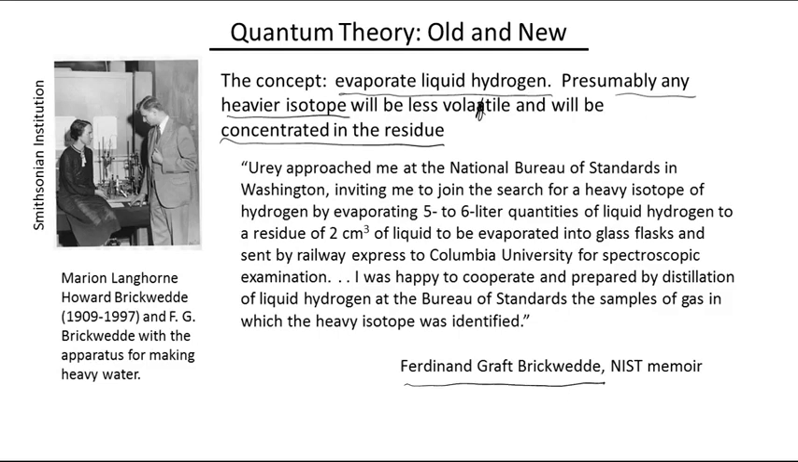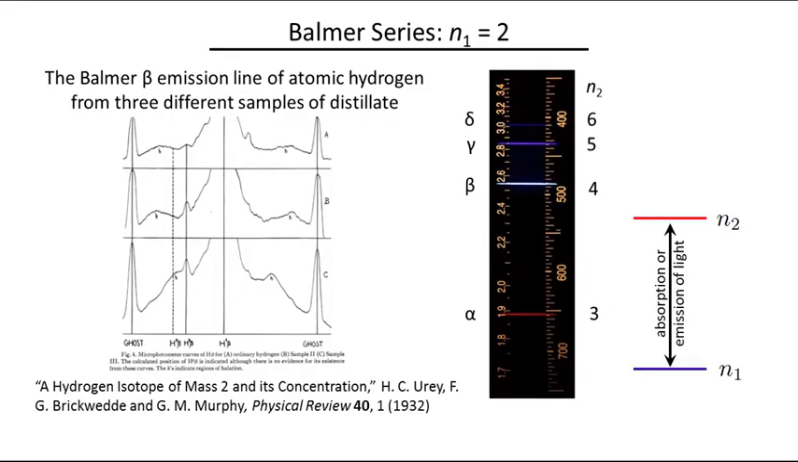So he recruited a man named Ferdinand Graf Brickwedde, who was the United States' leading expert in low-temperature physics at the time. He was the first person to produce liquid helium in the United States, and so Brickwedde carried out this distillation process. You can read about it in the summary article if you're interested, and produced a sample in which it was possible to find the evidence for the heavy isotope of hydrogen.